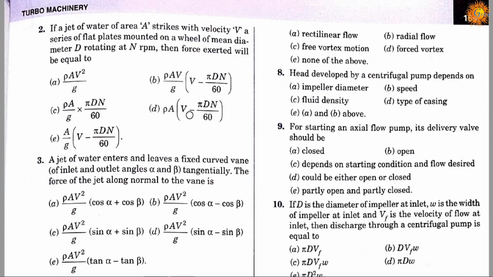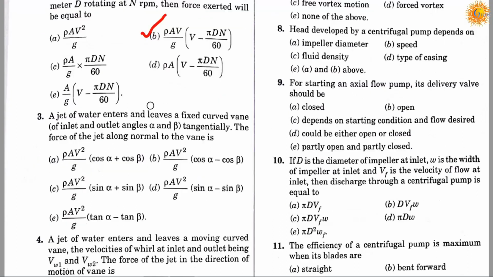option D, rho A into the bracket V minus pi D N by 60, and option E is A upon g into the bracket V minus pi D N by 60. So the correct answer is B. It will be rho AV divided by g into the bracket V minus pi D N by 60.